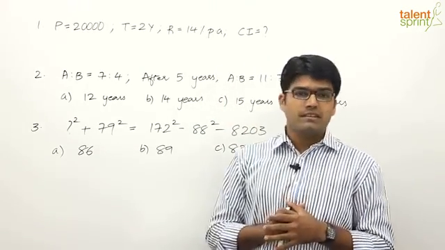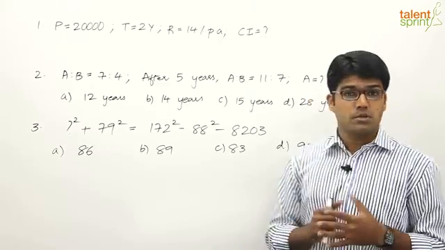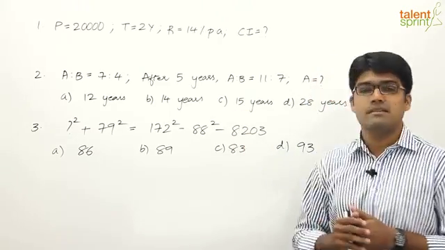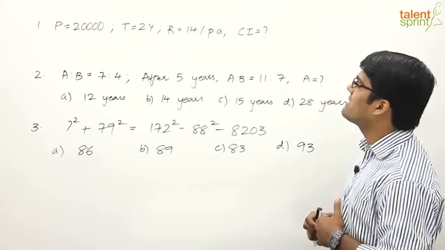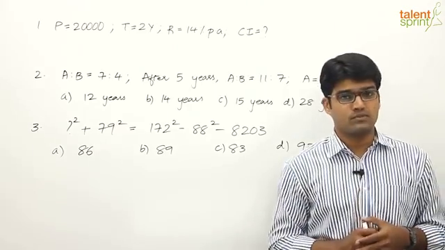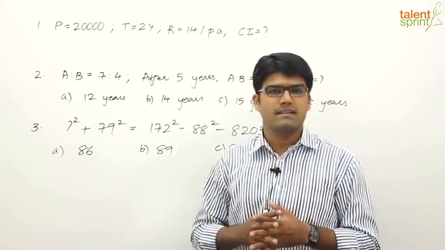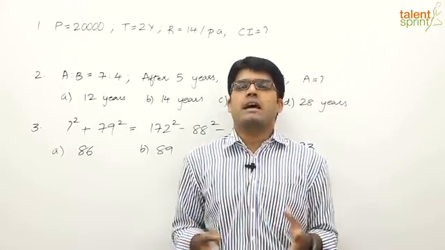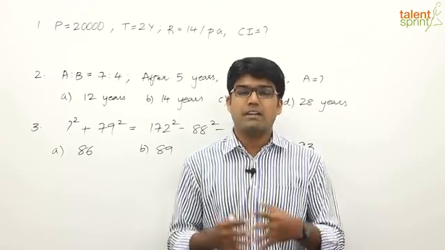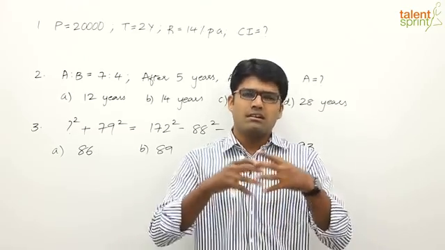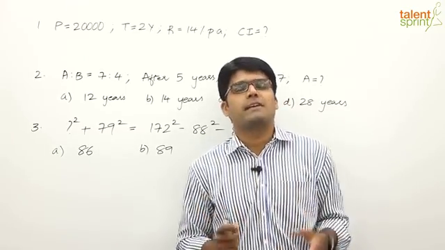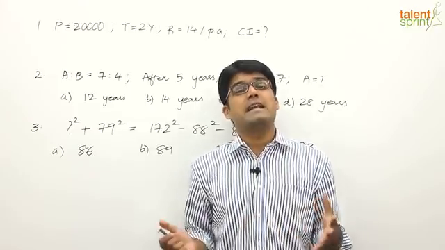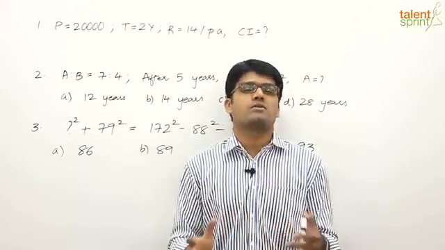The first question here says the principal amount is 20,000, time period is 2 years, and the rate of interest is 14% per annum. So what is the compound interest? Well, the first method of solving any question in aptitude is the traditional method, the conventional method where we use the step-by-step procedure to arrive at the final answer. But we end up wasting a lot of time in most of the cases.